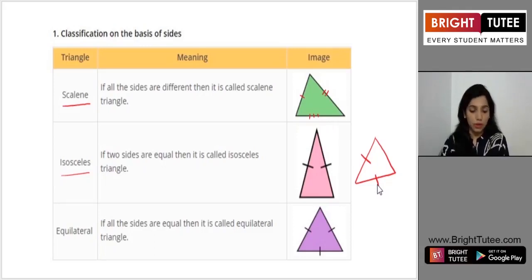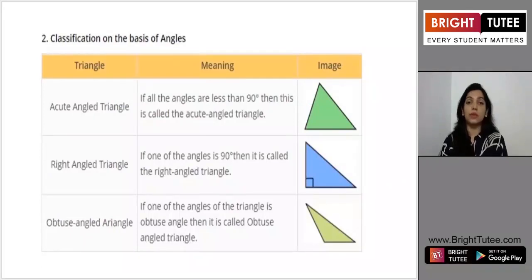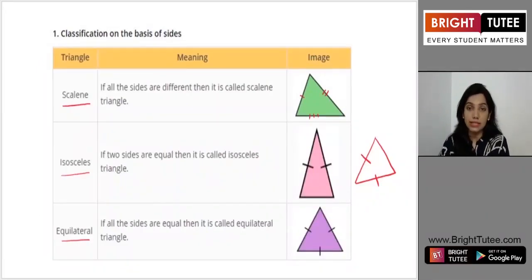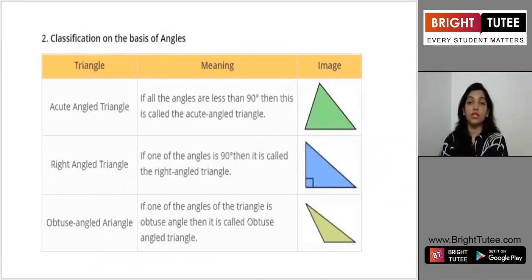Moving on to the third one, that is the equilateral triangle. If all the sides are equal, we call it an equilateral triangle. It's simple and also very easily seen, like in most of the questions you deal with such triangles usually. Now moving on to the next one, classification on the basis of angles. We have just learned about classification on sides. Now we are learning about classification based on angles.